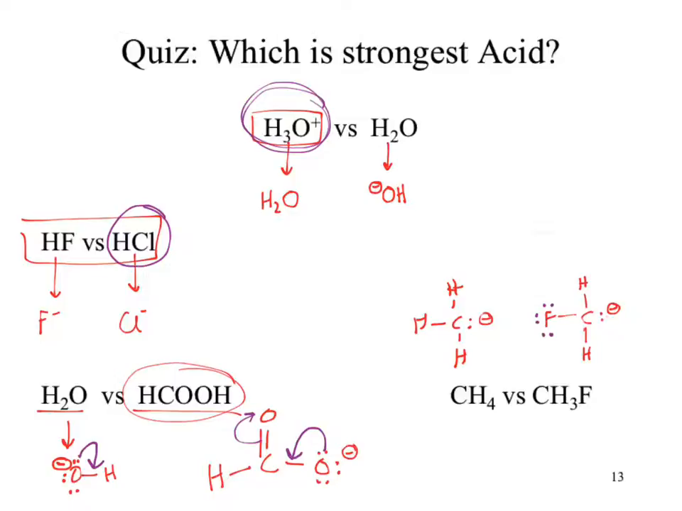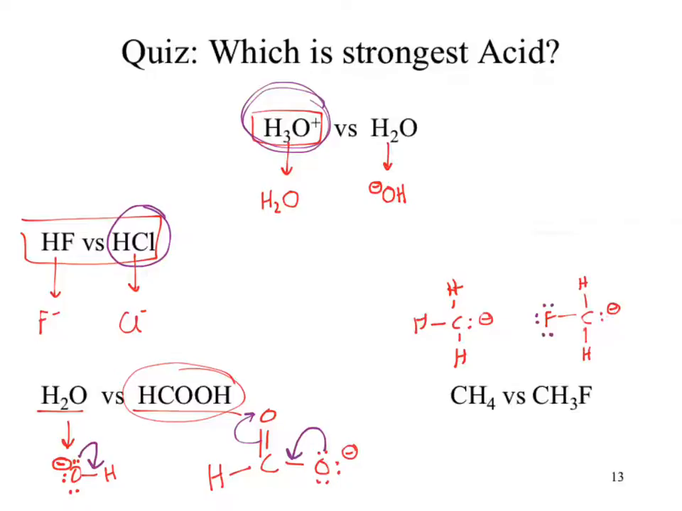Some people like to bring in a size argument. Size is irrelevant at this point because the negative charge is not being held on the fluoride. Okay? That fluoride is electronegative, so it's drawing electron density away from the carbon, which then means where do those electrons start to move to?